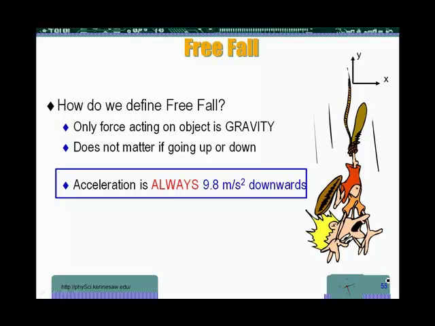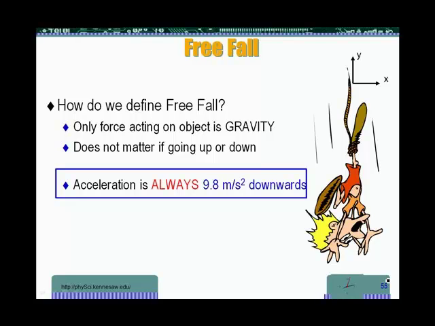In this recording, we describe some other type of motion, what we call free fall. First, what do we define as free fall? We say that an object is in free fall whenever the only force acting on that object is gravity, the gravitational force. It does not matter if it is going up or down, sideways or not. All that matters is that the only force acting on it is the gravitational force.